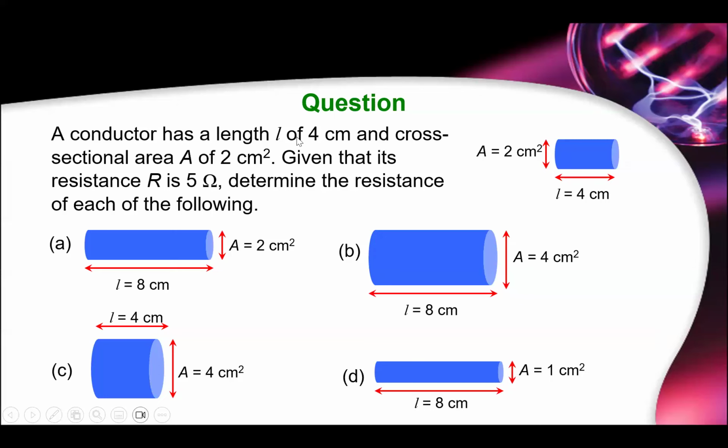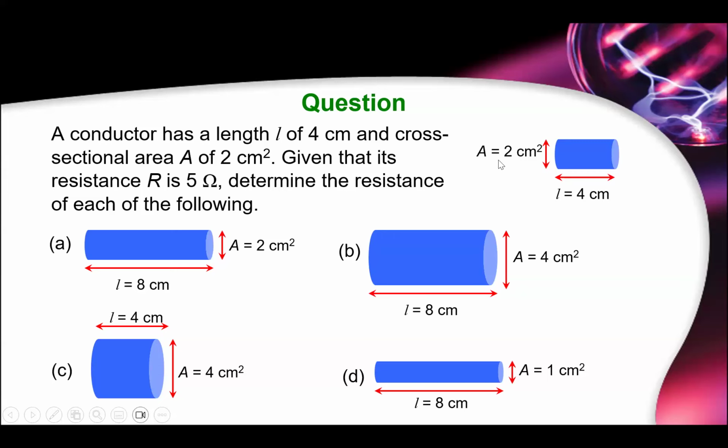Okay, so you have a conductor with a length L of 4 cm and a cross-sectional area of 2 cm squared. Given that the resistance is 5 ohms, this wire over here has 5 ohms. What is the resistance of each of the following? Okay, I like to do by ratio. So I do one by one. I vary either the length or the area first. So I compare. So this wire over here has a resistance of 5 ohms. I compare this wire to part A. Part A, my area is the same, but my length doubled.